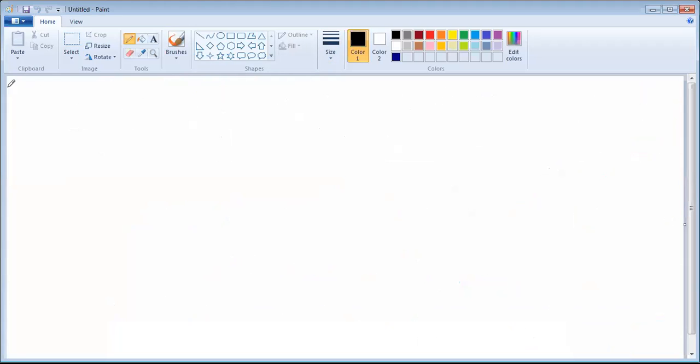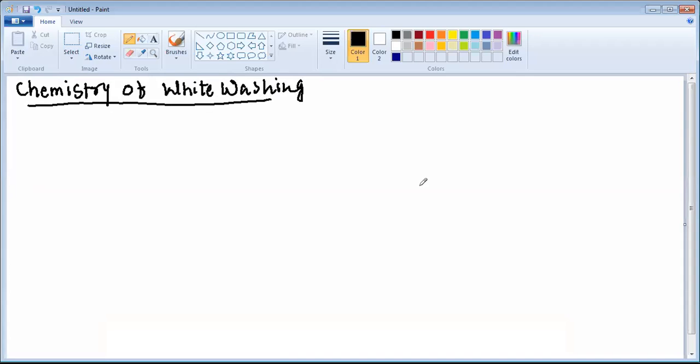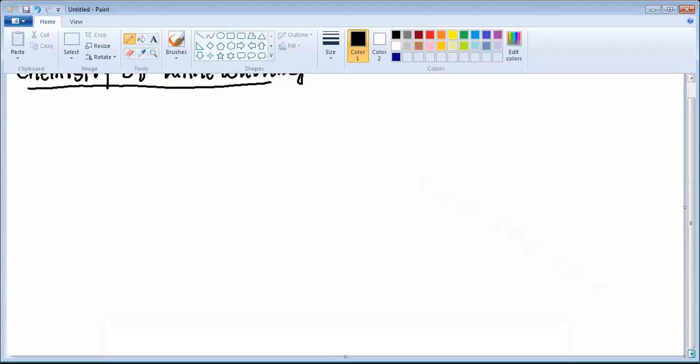Okay, no problem. Now let us study the chemistry of whitewashing. My dear students, in the chemistry of whitewashing, we actually start our study by studying the calcium carbonate. So this is calcium carbonate, CaCO3.